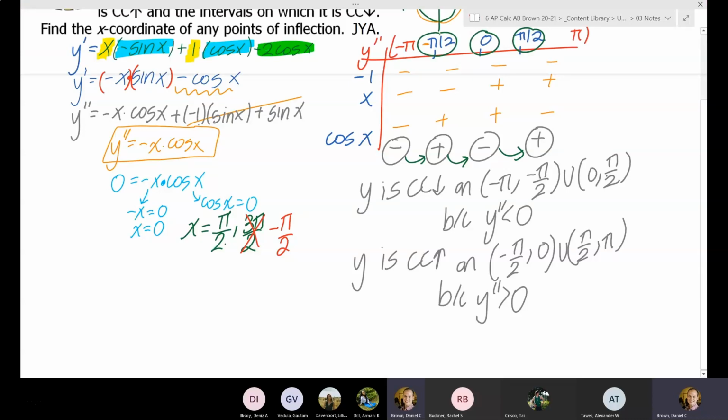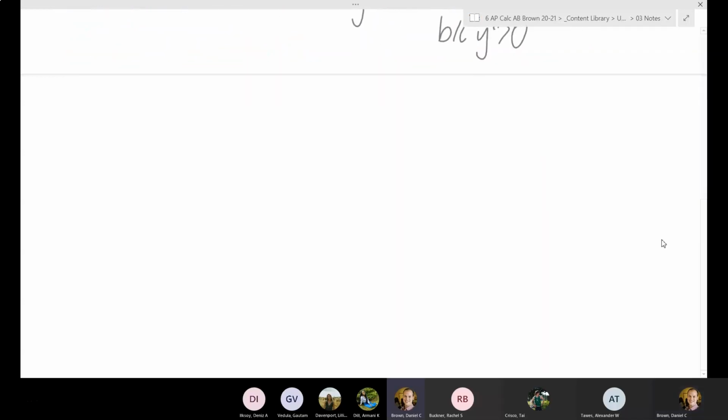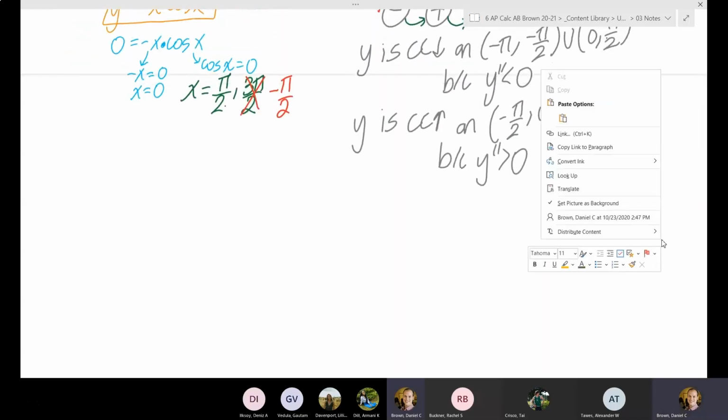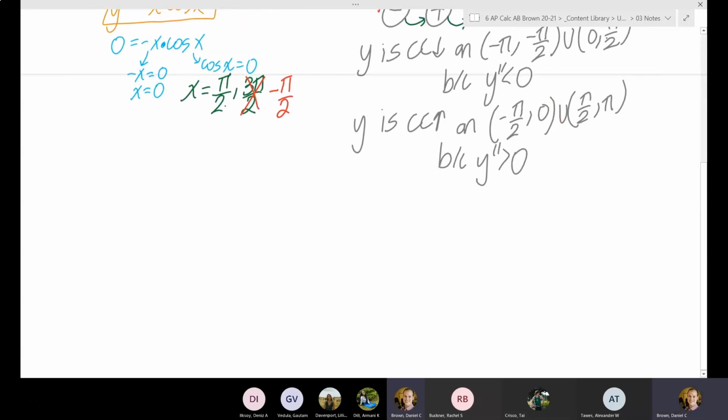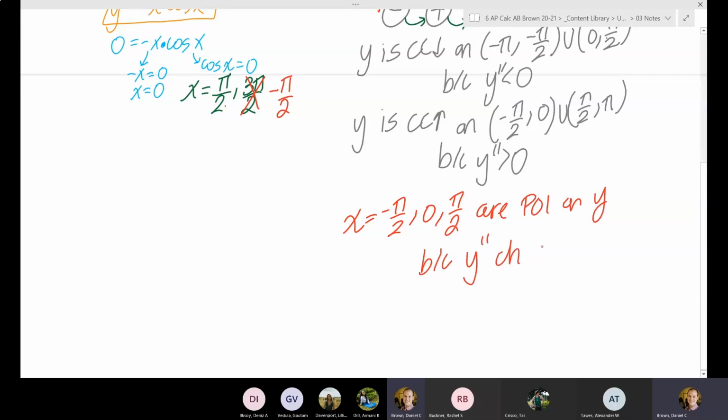You don't have to state clearly that the second derivative is changing from positive to negative. You can just say in general, the sign of the second derivative is changing. So I need more space. X equals negative pi over 2, 0, and pi over 2 are points of inflection on y. How do we know that? Because the second derivative of y changes signs.